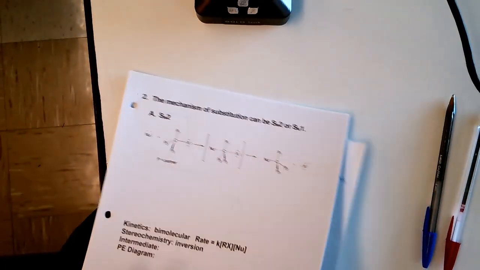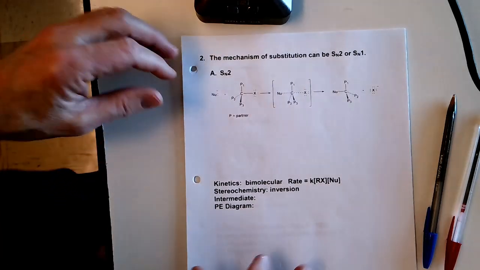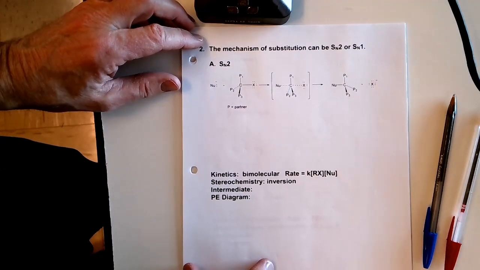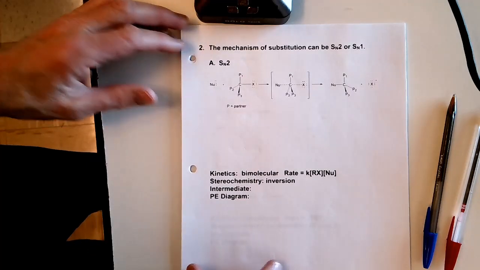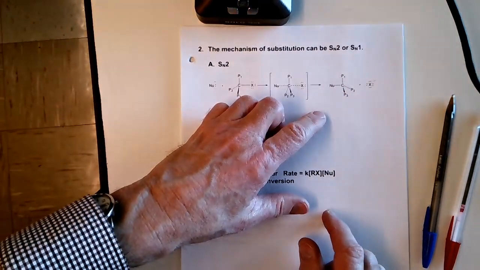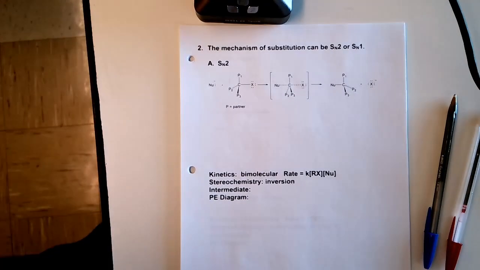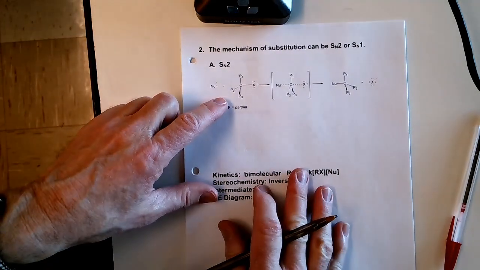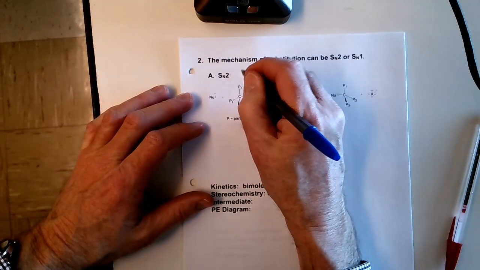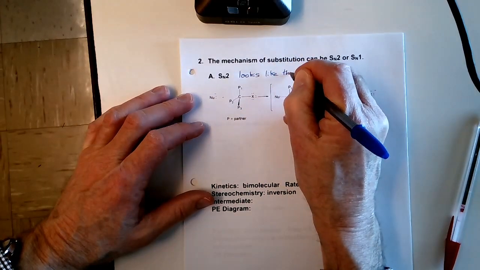Okay, so this is concentrating more now on substitution. Now remember, we said there could be 2 different ways to make substitution happen. The outcome is the same either way, right? You end up with one thing going away, another thing taking its place. So here's option 1, which is SN2. And this right here, if you're drawing a mechanism, needs to look like this.